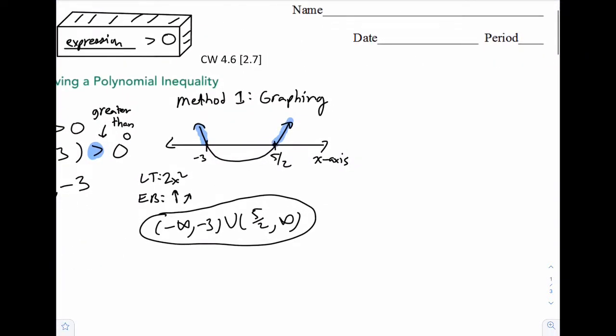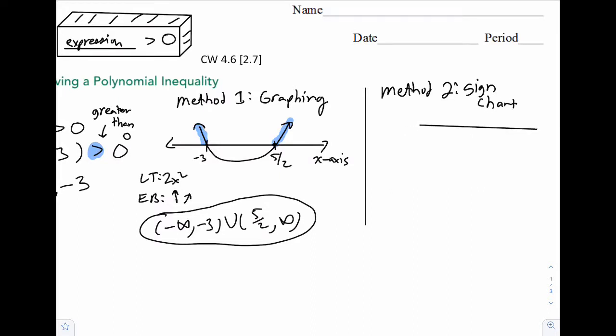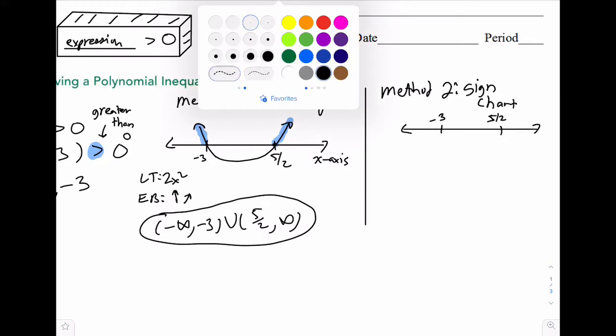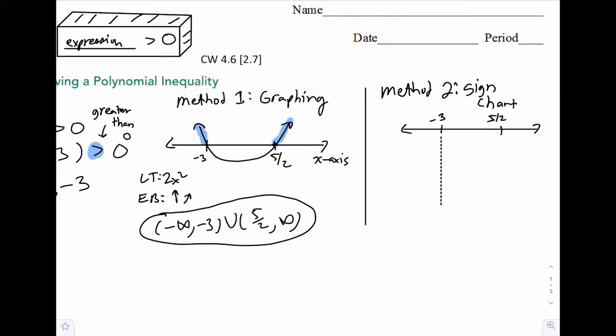That's method 1. Now method 2 is going to be a sign chart. And this is a really good method. It's really helpful when you get to calculus, and you're going to have to know both of them anyway. So definitely write this down. It starts off pretty similarly, except this is a number line. And what we're going to do is drop dotted lines from these right here. So what we're doing is we're separating the number line into 3 regions. Region 1, region 2, region 3.